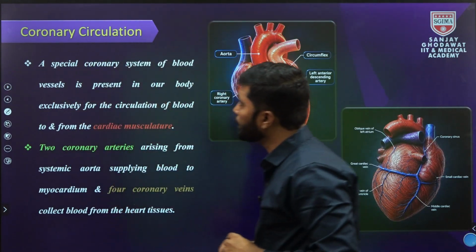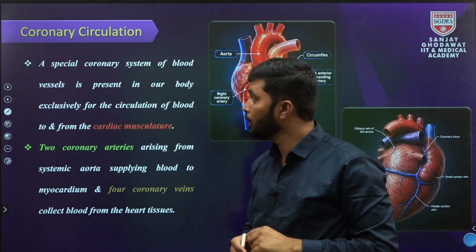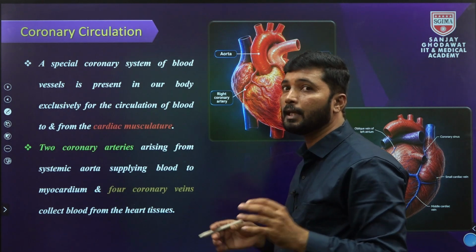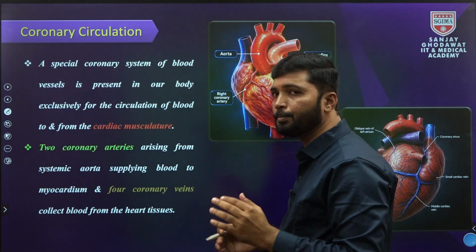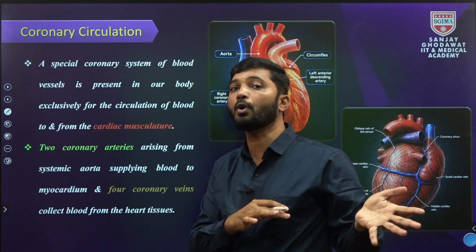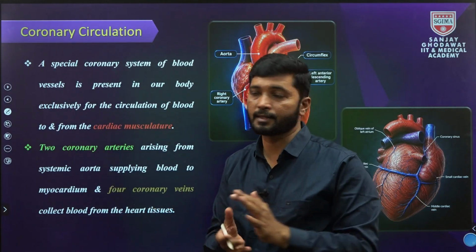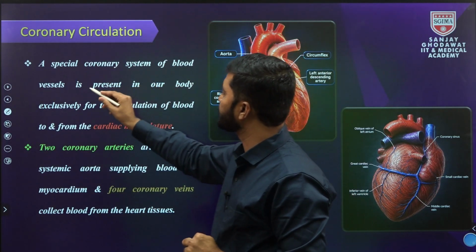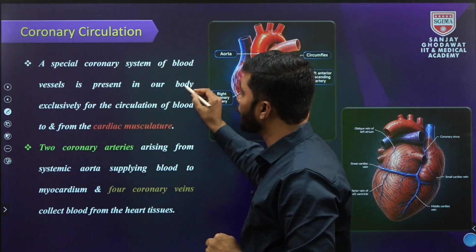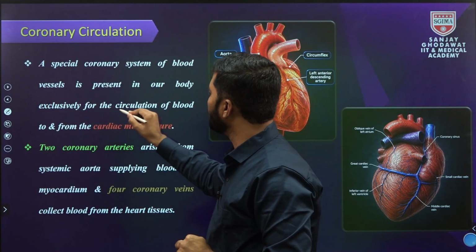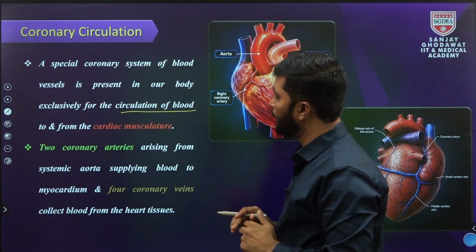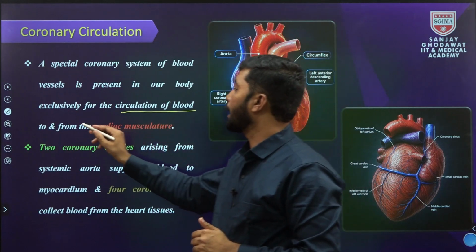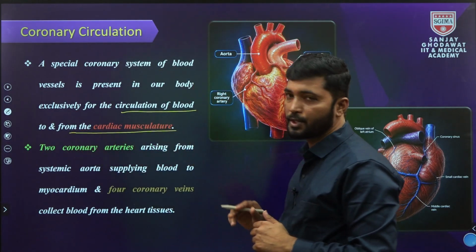And next we go to the coronary circulation. Coronary circulation is another type of circulation. Simple circulation from the heart to the heart wall is called coronary circulation. A special coronary system of blood vessels is present in our body exclusively for circulation of the blood to and from the cardiac musculature.